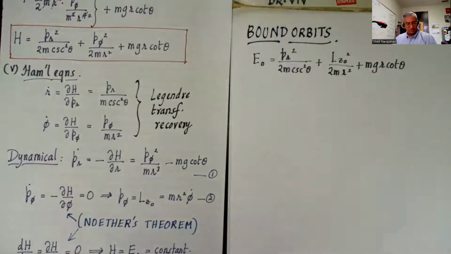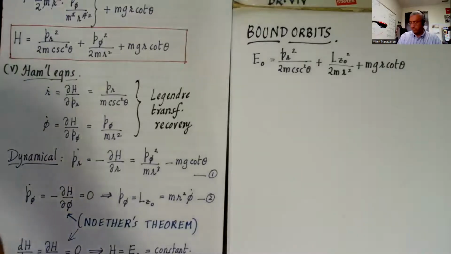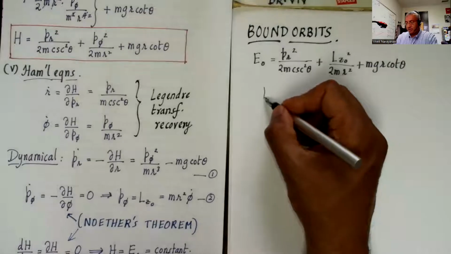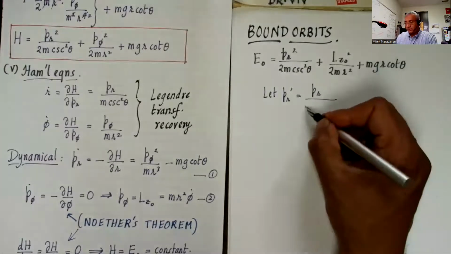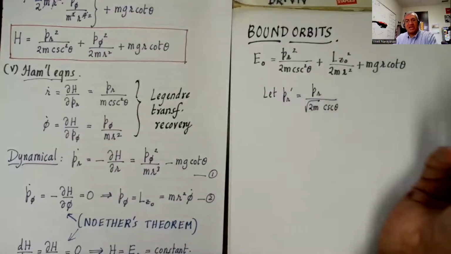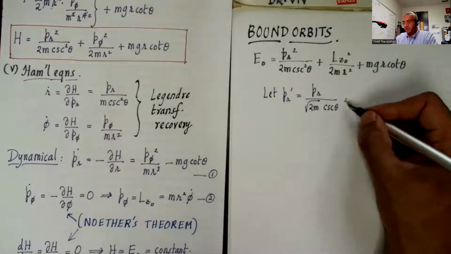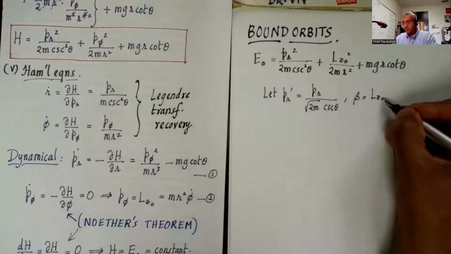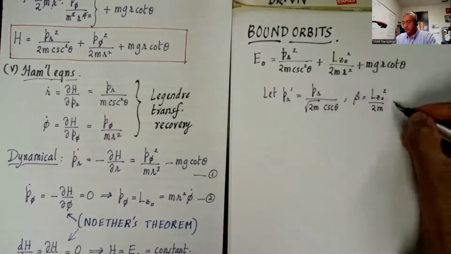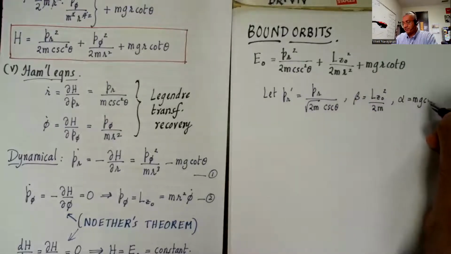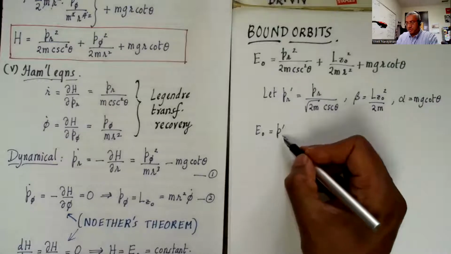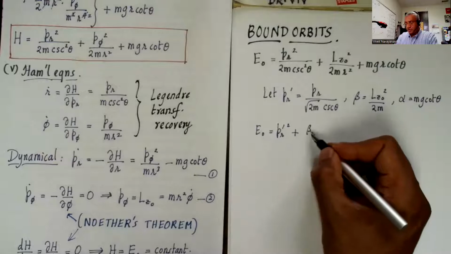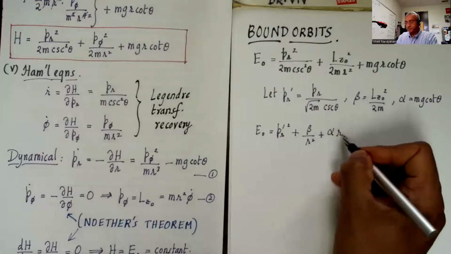Now this equation is pretty awkward to look at and to work with. So I'm going to make some immediate scalings. I'm going to call a new kind of radial momentum as follows. It's the square root of 2m cosecant theta times PR, some sort of scaled radial momentum, if you will. And also I'll call beta to be LZ naught squared over 2m, since that's all a constant. And then alpha I'll call mg cotangent theta. So that makes our equation look a little bit cuter. So I get p prime squared plus beta over r squared plus alpha r.